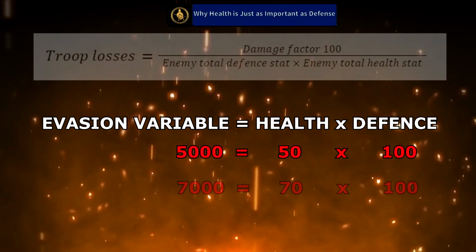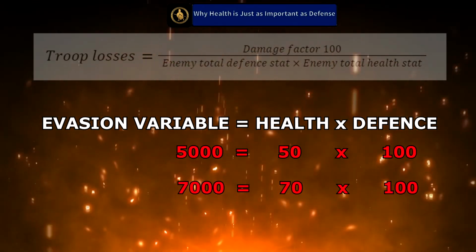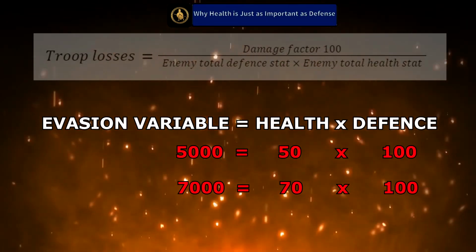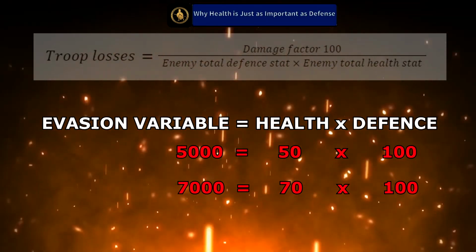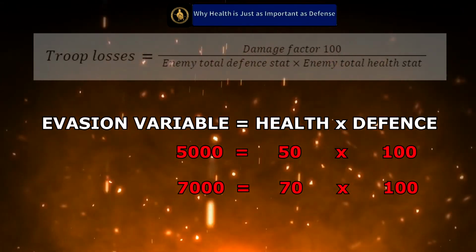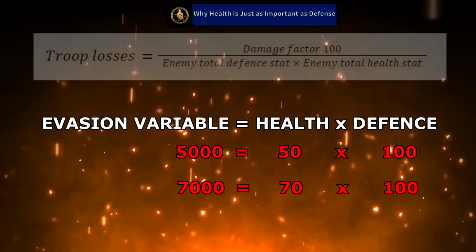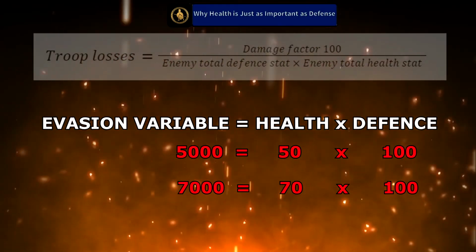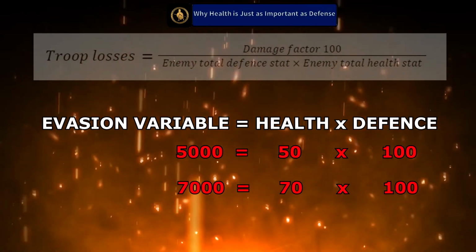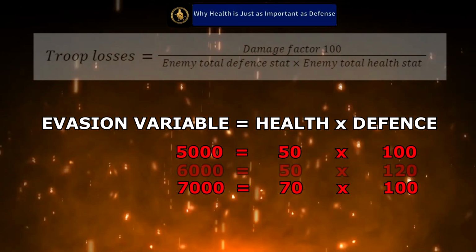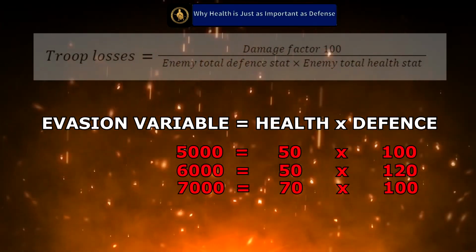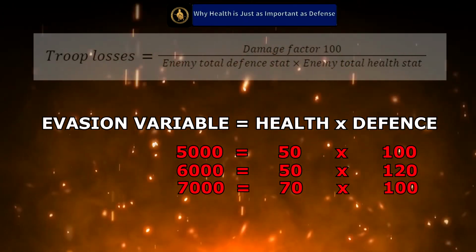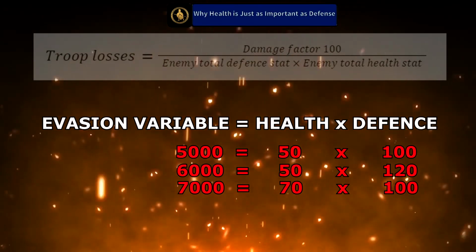Say we increase health by 20 to give us 70. Let's see how this affects the calculation. So 70 multiplied by 100 equals 7000 as an evasion variable. Now instead, let's increase the value of defense by 20 to give us 120 and see how this affects the calculation. So 50 multiplied by 120 equals 6000. We can see increasing the lower stat increases the amount of damage we can evade.